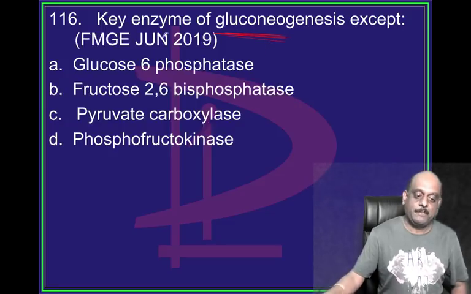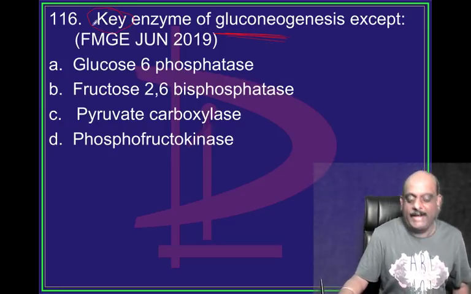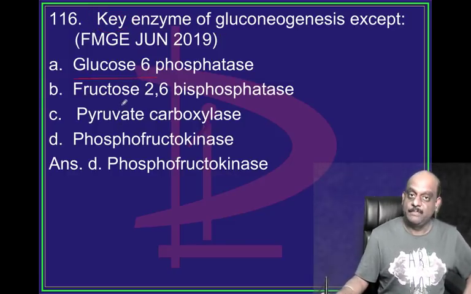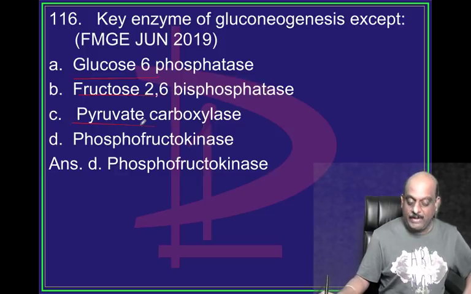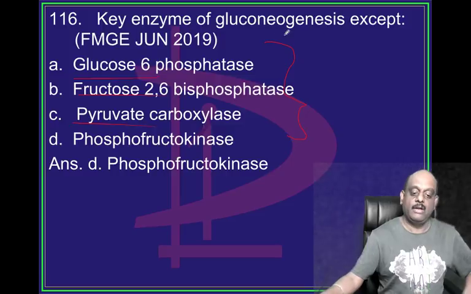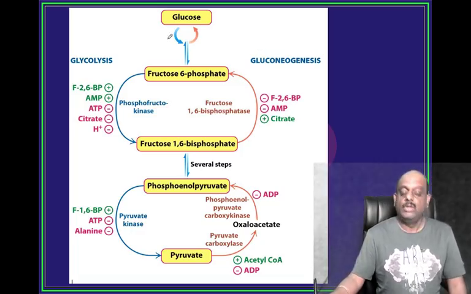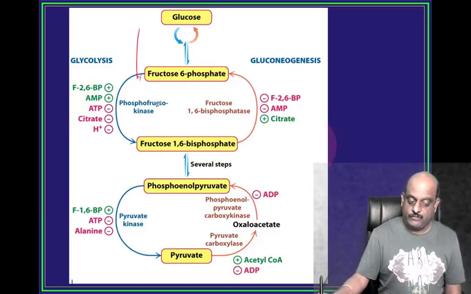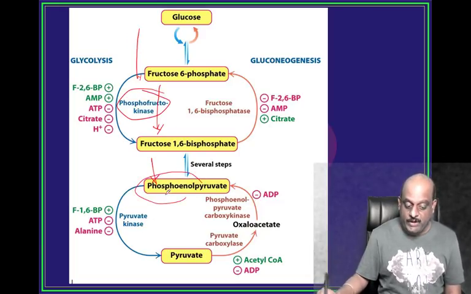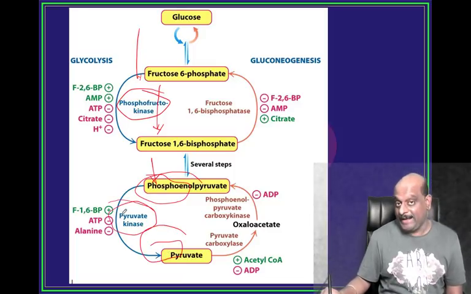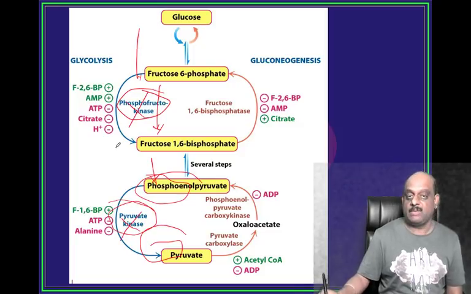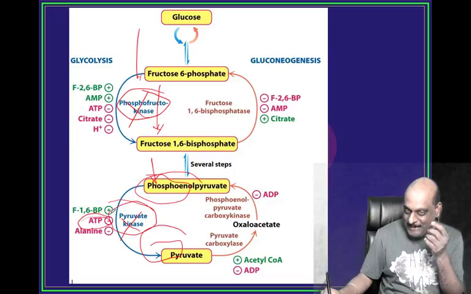What is the most important enzyme of gluconeogenesis? Glucose 6 phosphatase, fructose 1,6 bisphosphatase, pyruvate carboxylase: they are all important for gluconeogenesis. Now tell me, doctor, glycolysis enzymes: glucose to glucose 6 phosphate by hexokinase, fructose 6 phosphate to fructose 1,6 bisphosphate by phosphofructokinase. Finally, phosphoenolpyruvate becomes pyruvate by pyruvate kinase. That is what you need to remember. So this is irreversible, this is irreversible. Wherever ATP is involved, it is irreversible.